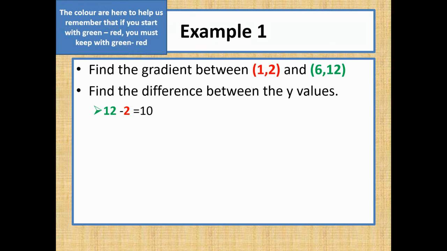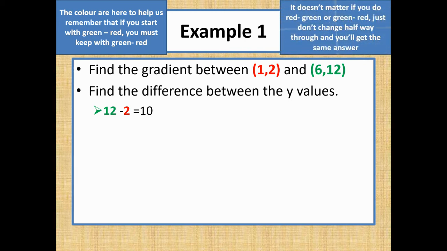The colors here help us remember that if you start with green minus red, you must keep with green minus red, okay? It doesn't matter if you do red minus green or green minus red, just don't change it halfway through, otherwise you won't get the same answer. So what it's basically saying here is, to find the difference in y values, we could have actually done 2 minus 12.